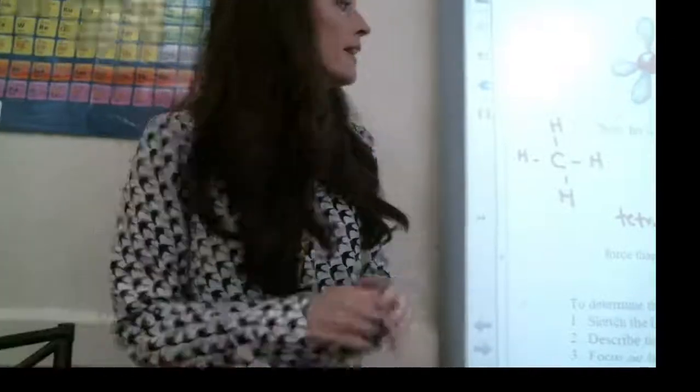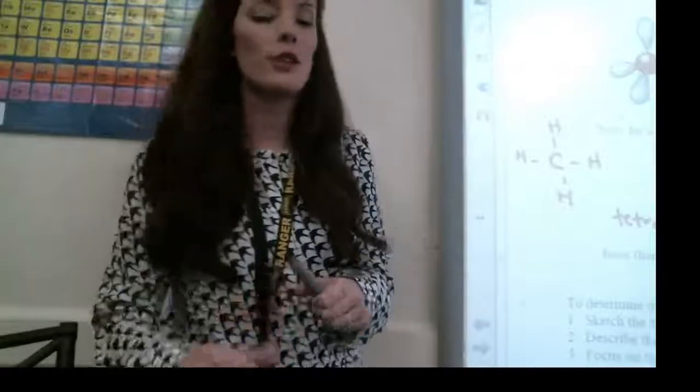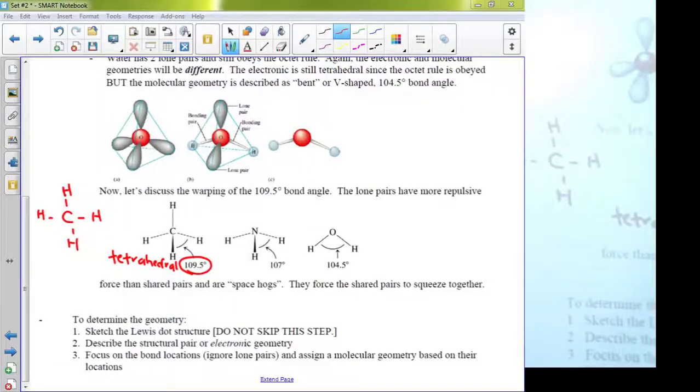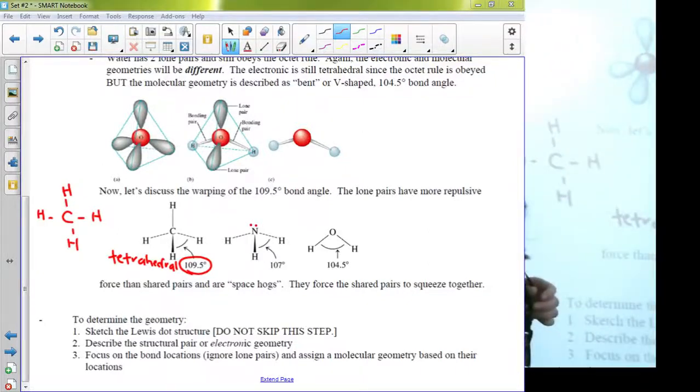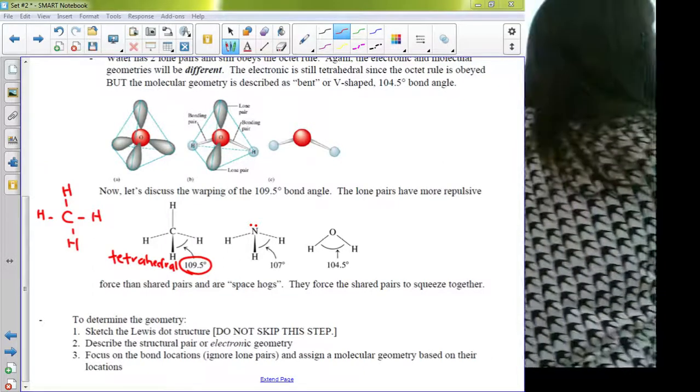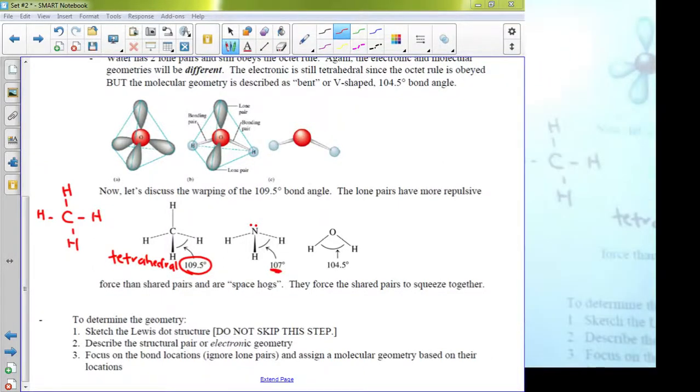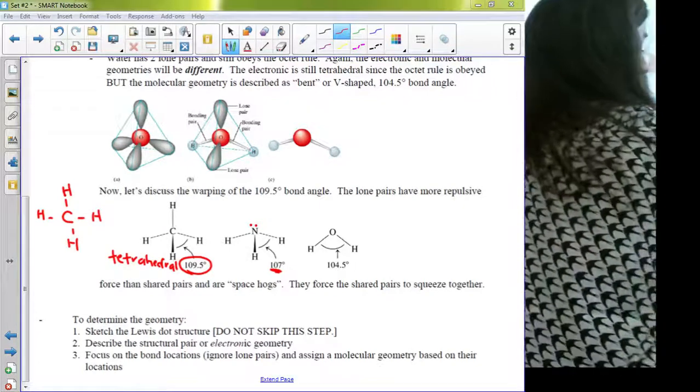Alright. Then, let's say we switch it over to ammonia. Now notice, ammonia has a what? Smaller angle. There you go. My angle went what? Down, instead of being 109.5, even though the electron geometry would still be what here?